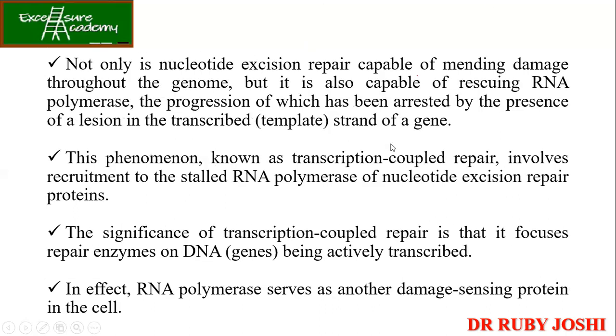Now, not only is nucleotide excision repair capable of mending damage throughout the genome, but it is also capable of rescuing RNA polymerase, the progression of which has been arrested by the presence of a lesion in the transcribed strand of a gene. What they are saying here is, apart from repairing the damage caused by UV, ultraviolet radiation, NER is also rescuing the RNA polymerase. What does it mean?